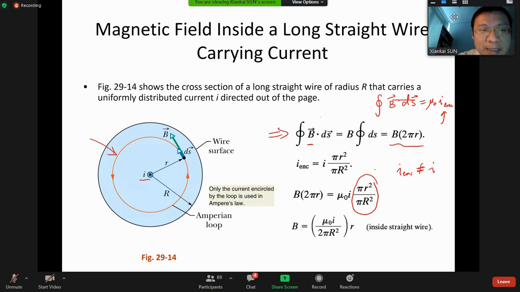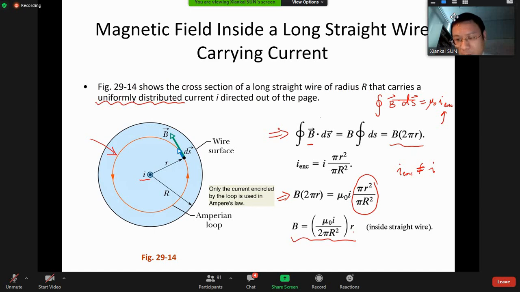And because this I is uniformly distributed inside the wire, the I enclosed is proportional to the area enclosed by the Ampere loop. So that fraction is pi small r squared divided by pi big R squared. Okay, no problem, right? All right, so by solving this equation, eventually you get this expression, B equal to mu naught times I divided by 2 pi big R squared times small r.